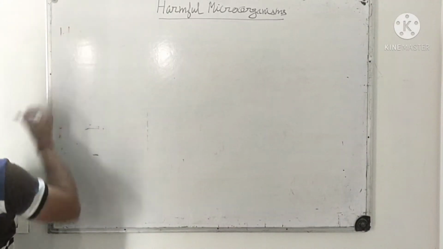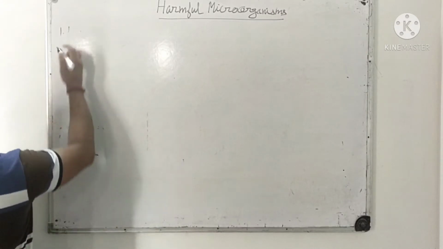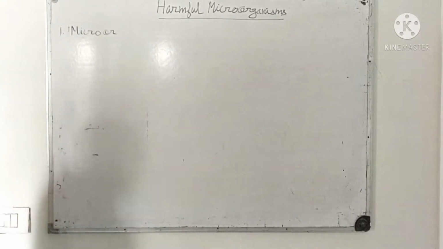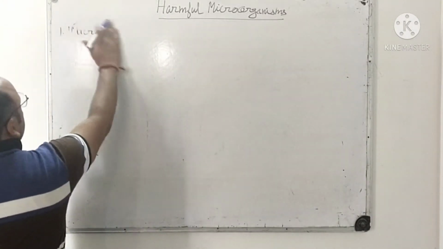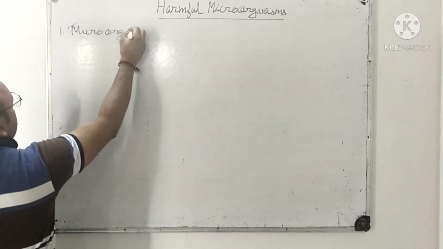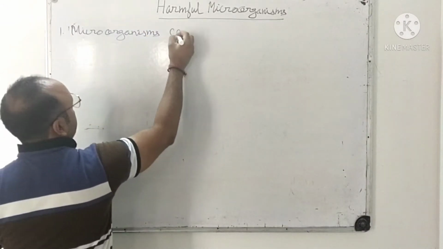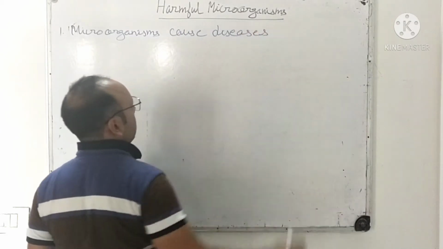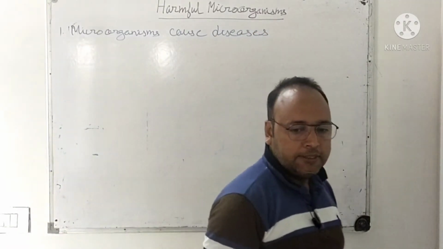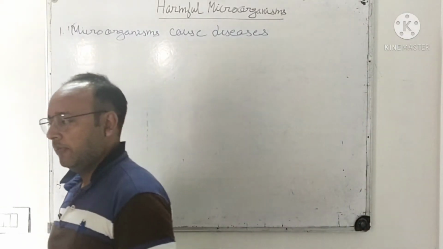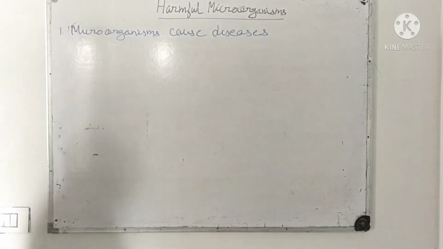So the first one is that microorganisms cause diseases. First of all, you should understand that disease-causing microorganisms are called pathogens, which cause diseases in human beings, in animals, in plants also. So these are pathogens.